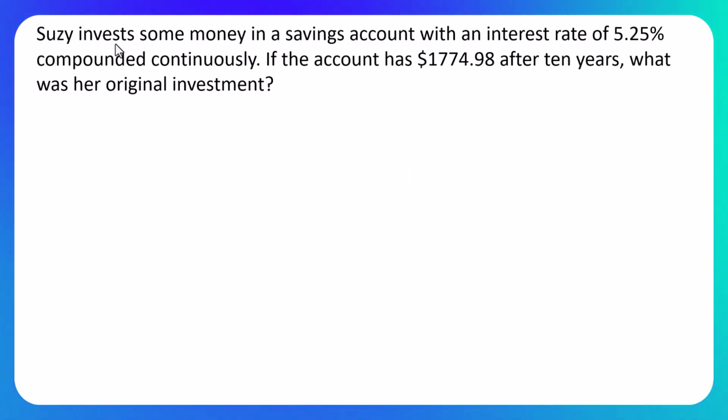The next problem is a word problem. Susie invests some money in a savings account with an interest rate of 5.25% compounded continuously. If the account has $1,774.98 after 10 years, what was her original investment?